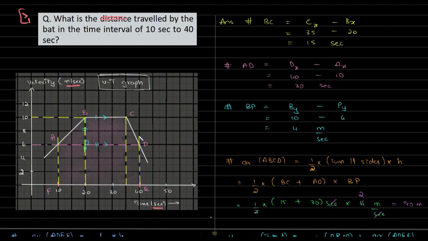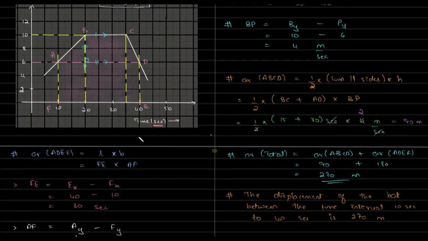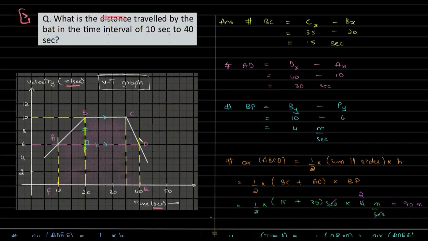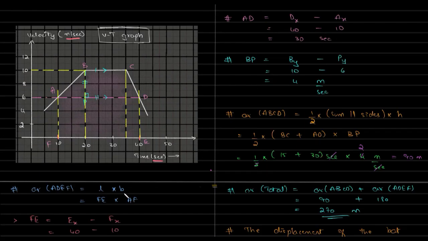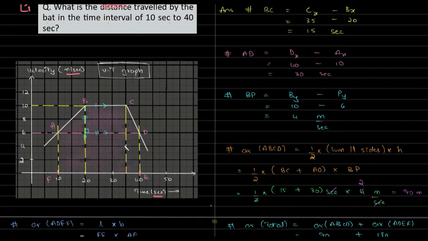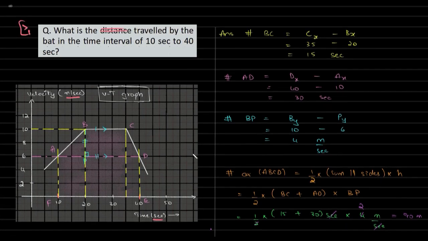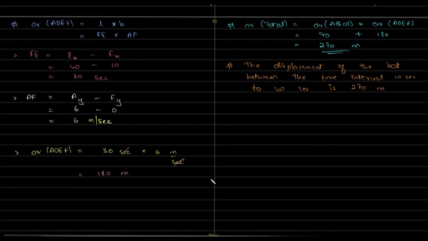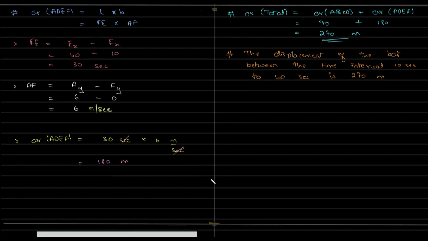I hope you guys understood the concept. If I've done some silly mistake, I think I didn't, but if by chance I mistook some point, you guys can correct that. I hope I didn't make a mistake. This is your answer. Very simple. The area under the graph, under the velocity time graph, will give you the displacement.